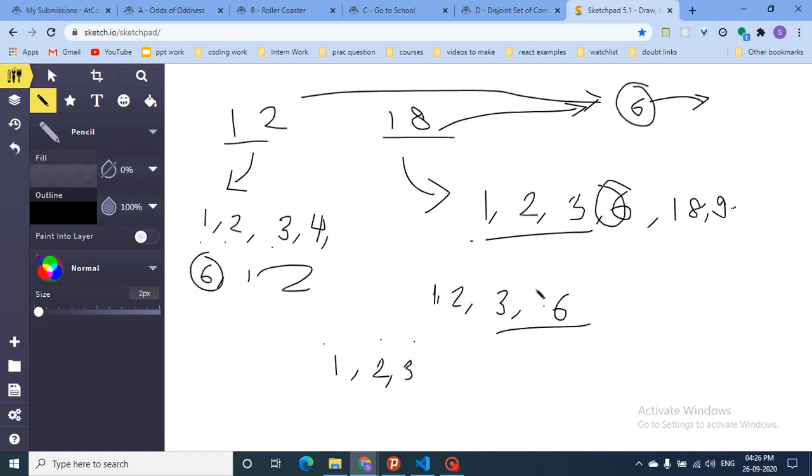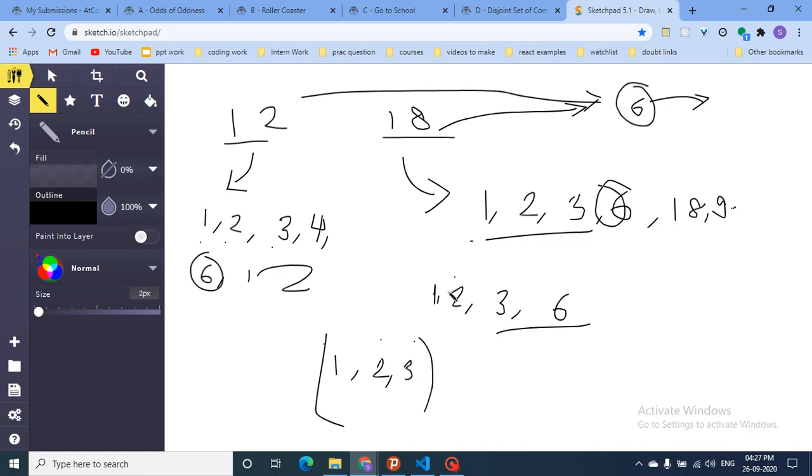If I take 3 and 6, then as you can see, 3 will divide both of these numbers, which is not equal to 1. But if I take a subset 1 and 2, then only 1 divides both 1 and 2. So you have to make a subset such that if you take any two numbers in this set, the common factor between them is only 1, which means that they are all pairwise co-prime.